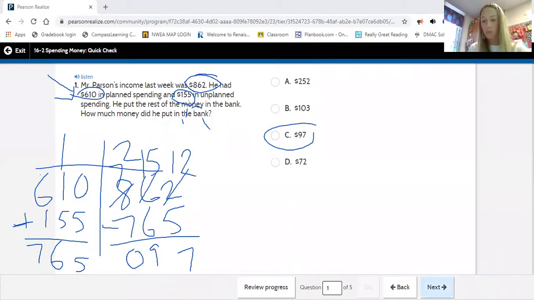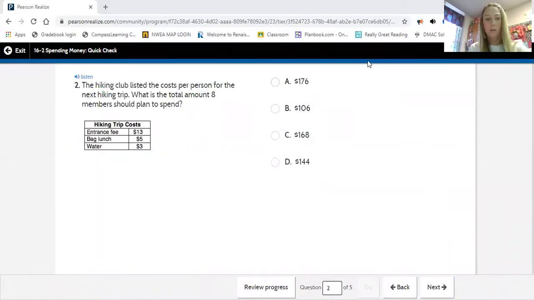Okay, let's do one more question together. Okay. The hiking club listed the cost per person for the next hiking trip. What is the total amount 8 members should plan to spend? Okay, so for the hiking trip, we got an 8 here. I'm trying to circle that 8. They want the total amount that members should plan to spend. It says the entrance fee is $13, a bag lunch is $5, and a water is $3. Because it just says the hiking club lists the costs per person for the next hiking trip, we need to figure out what the total cost is, and then we can figure out what it would be for 8 people.